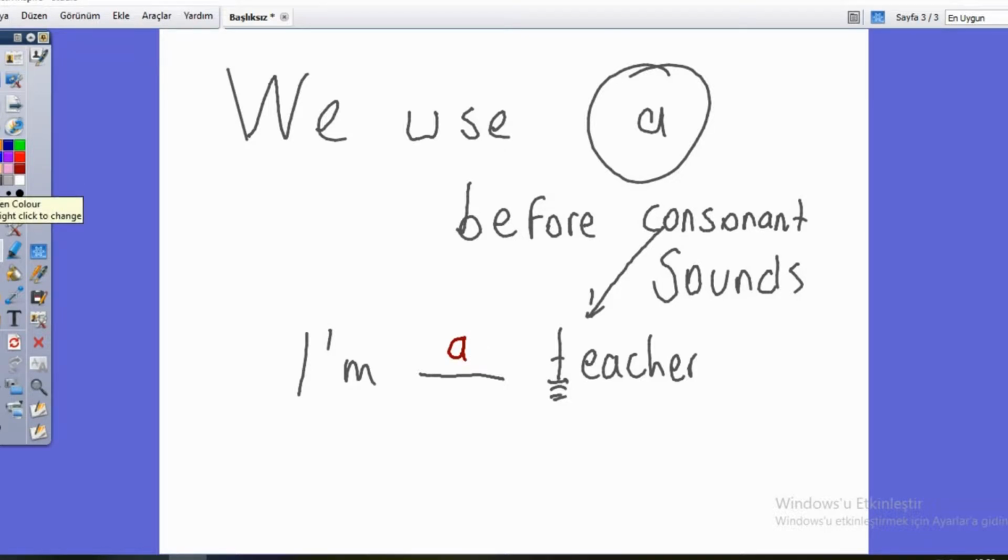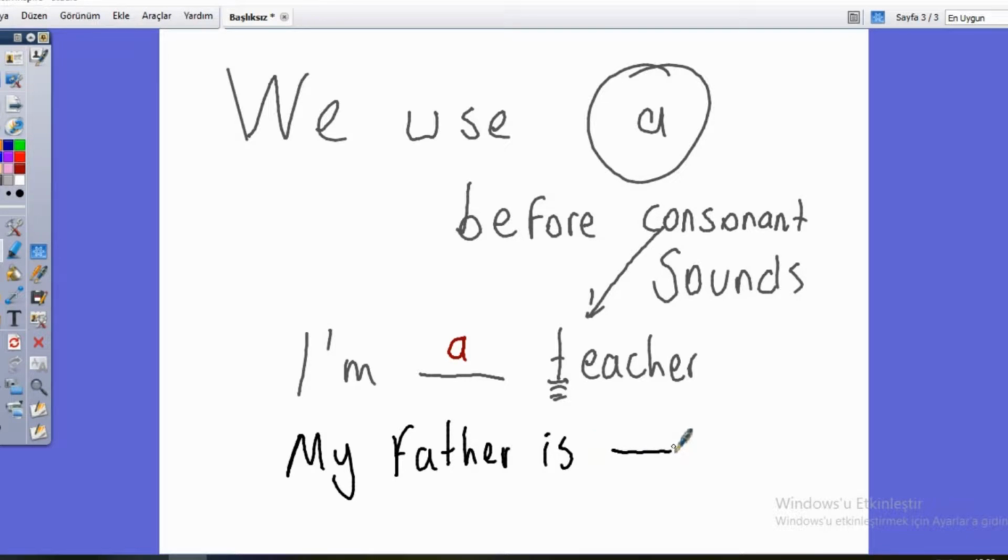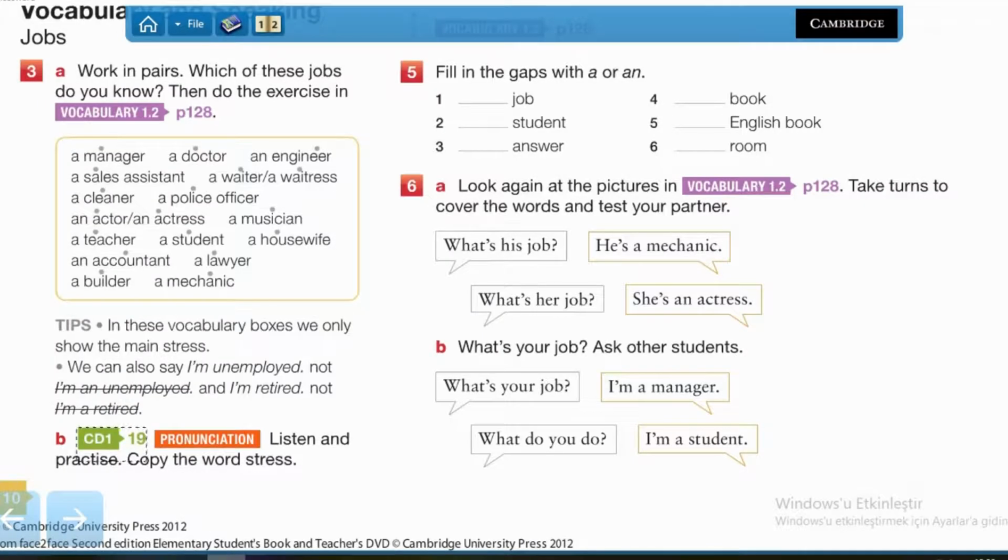My father is an artist. As you see, the first letter starts with a vowel sound, so we use an here. Let's look at these jobs. A manager, a doctor, an engineer, a sales assistant, a waiter and waitress, a cleaner.